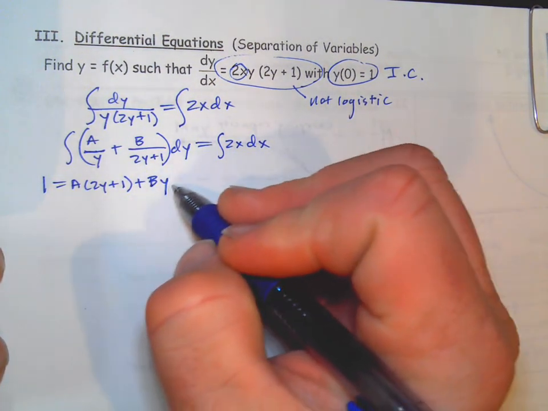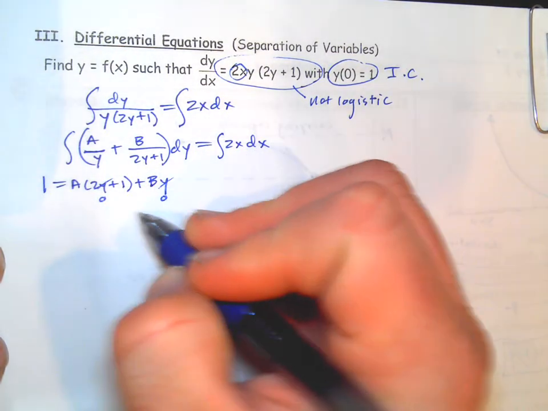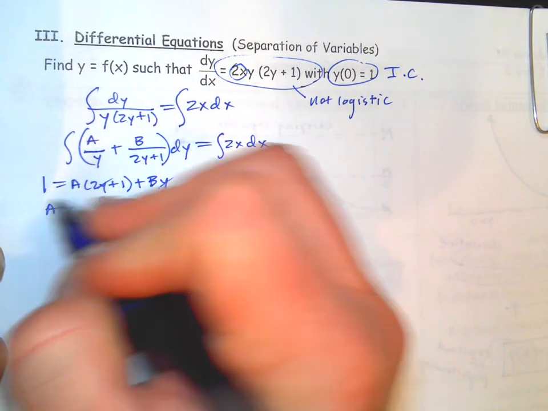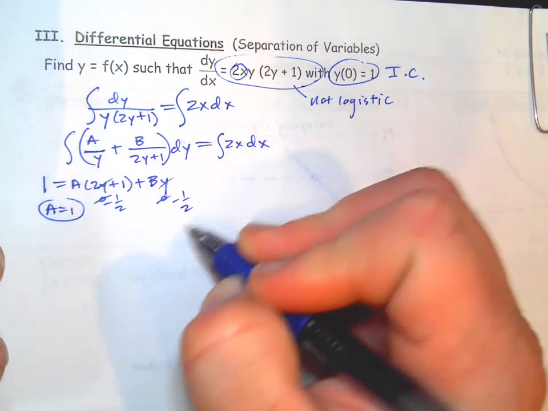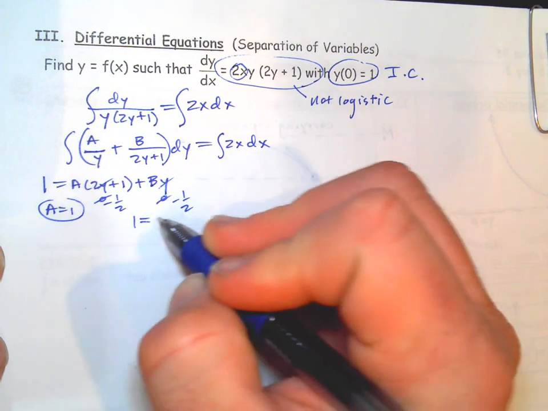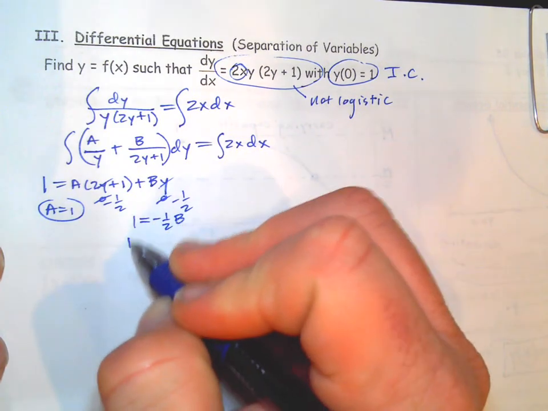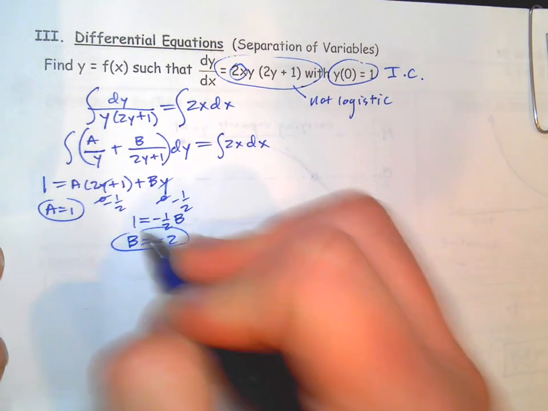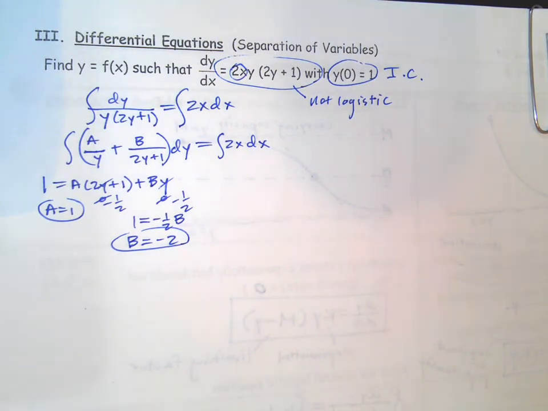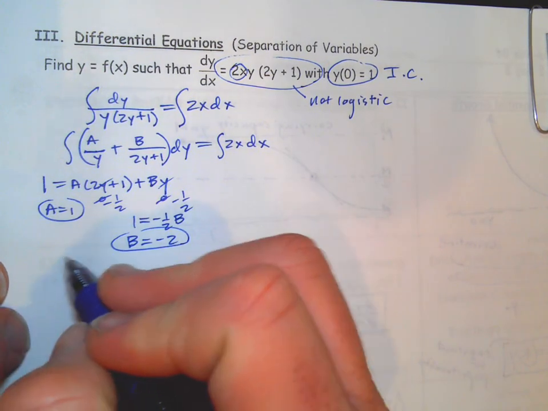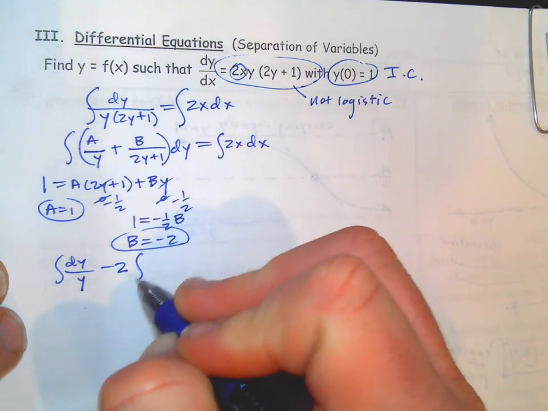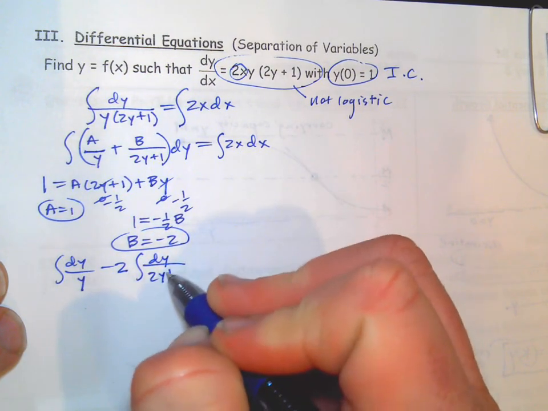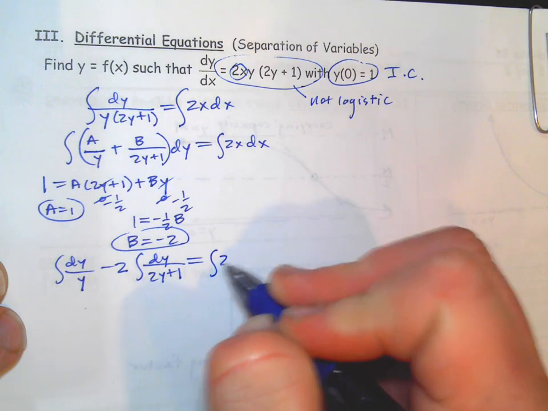And we could get rid of the b, plug 0 in, a equals 1. We plug in negative 1/2 to make the a go away, and then we get 1 equals negative 1/2 b, so b equals negative 2. So the left-hand side is going to become dy over y minus 2 dy over 2y plus 1 equals 2x dx. So now we're ready to integrate.